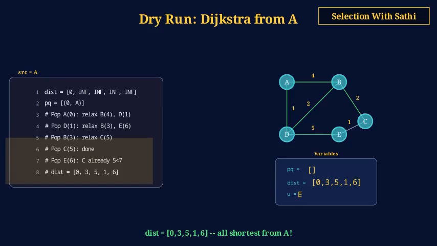Relax: dist of 4 becomes 4 plus 3 equals 7. Pop node 4 with distance 7. Done. Final distances: 0, 3, 1, 4, 7. Notice node 1 got distance 3 through node 2, not the direct edge of 4.